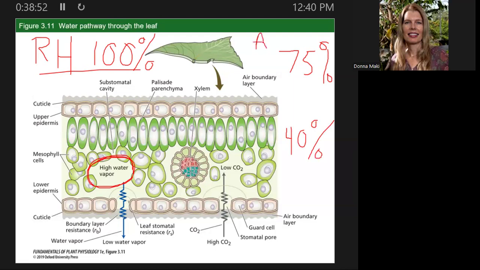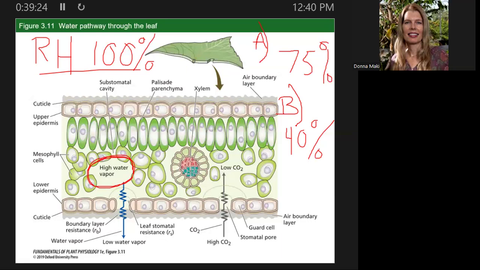So day, let's say A and day B, two different scenarios, A and B. Which would give you what I like to think of as a shallow gradient of relative humidity or a steep gradient? Which one would be a steeper gradient, A or B? From 100% to 75% or 100% down to 40%, which is a steeper, greater gradient?